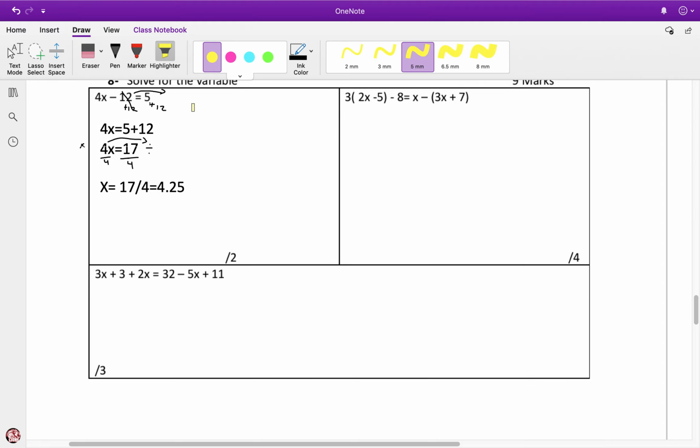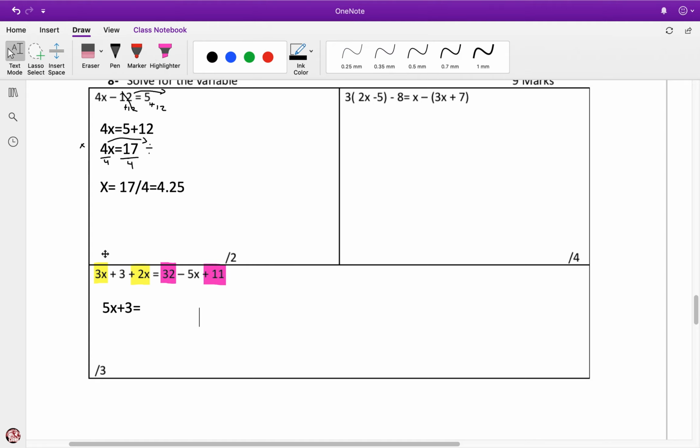So let's go down here first. Now we have x's on both sides. So first thing I want to do is collect like terms on each side. Just on each side, so not across yet, because I only like to move one thing. So on the left hand side, I have 3x plus 2x, which is going to equal 5x, and then I have the +3 still there. The opposite side, I have a 32 and an 11.